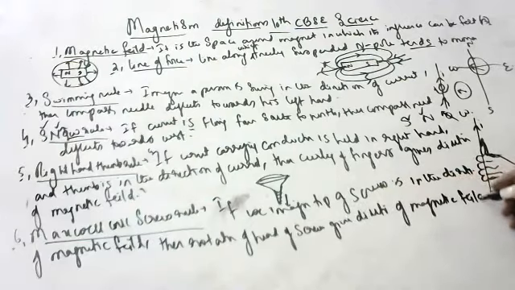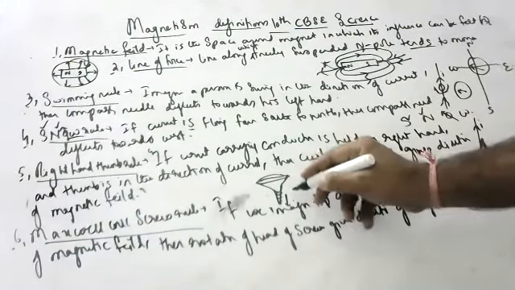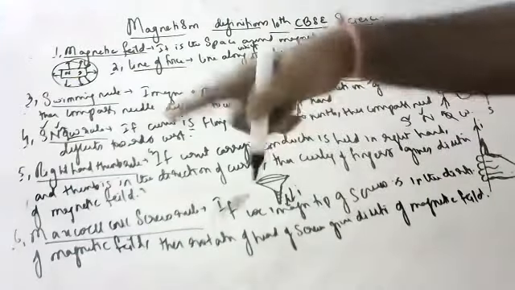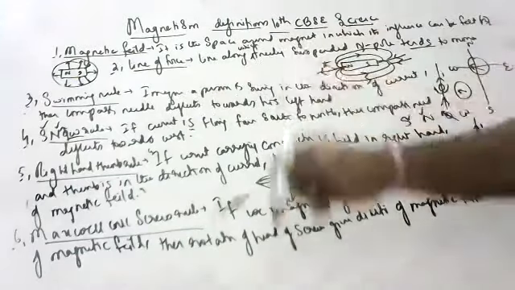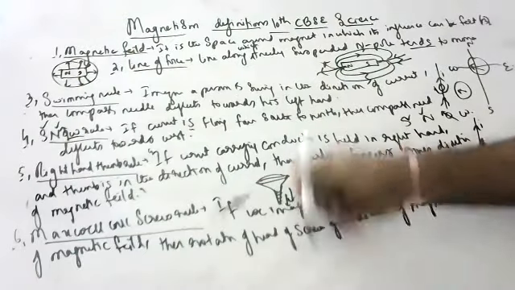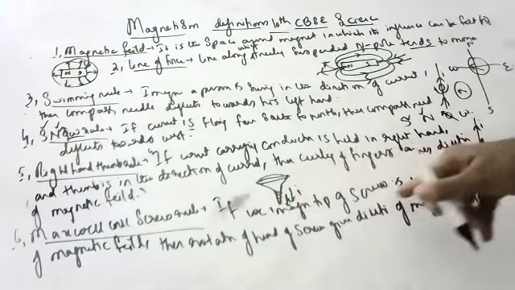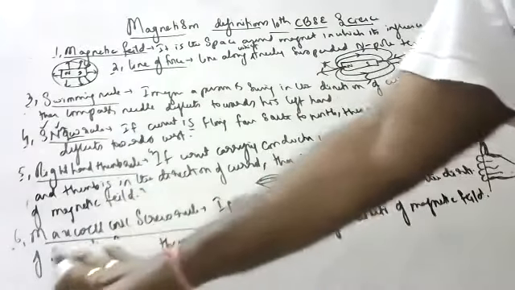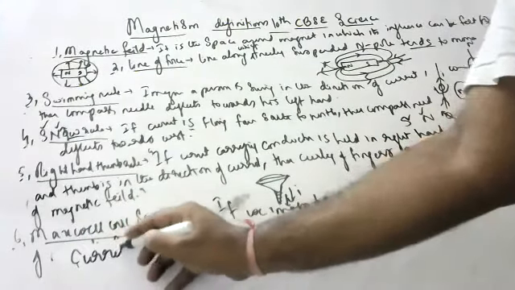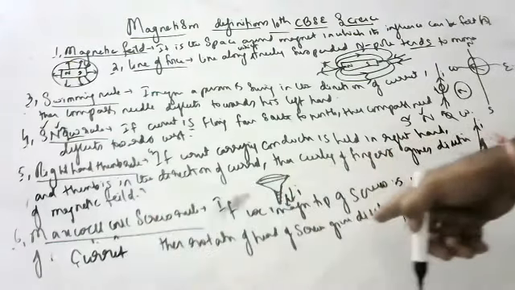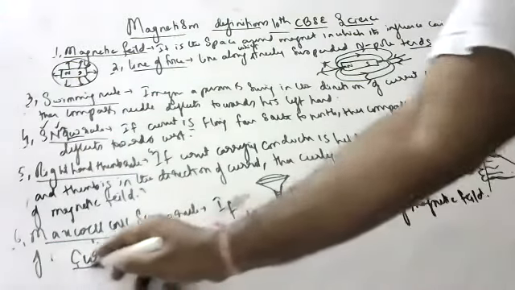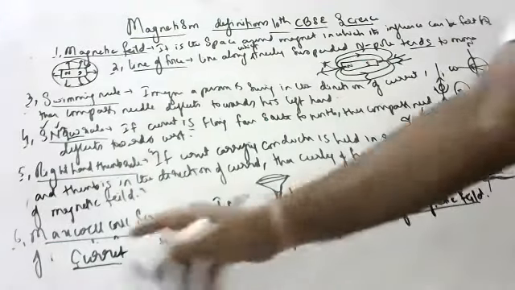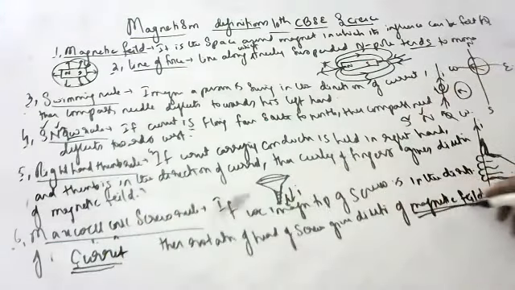If you imagine the tip of the screw is in the direction of current, then the head of the screw gives the direction of magnetic field. Tip of screw in the direction of current, rotation of head gives direction of magnetic field.